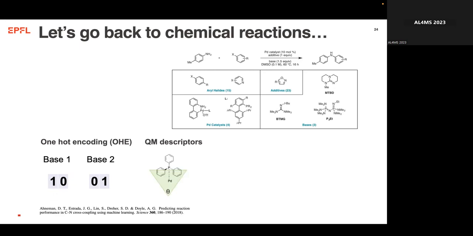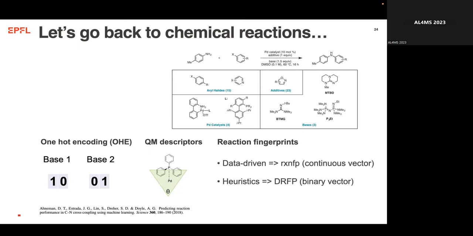What the Doyle group is pushing a lot are QM descriptors. They can be local, like atom-wise, or also global on the different molecules. And recently, we've introduced reaction fingerprints that basically take the complete chemical reaction as an input and directly convert it to a fixed-size vector. And in this case, as I said, the one-hot dimension would be 44.